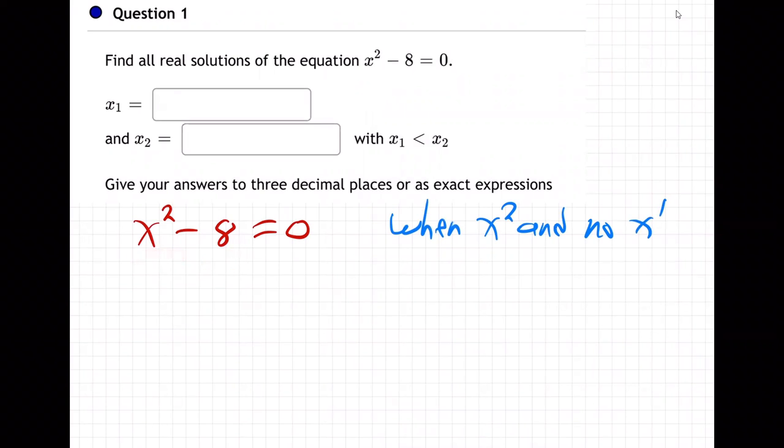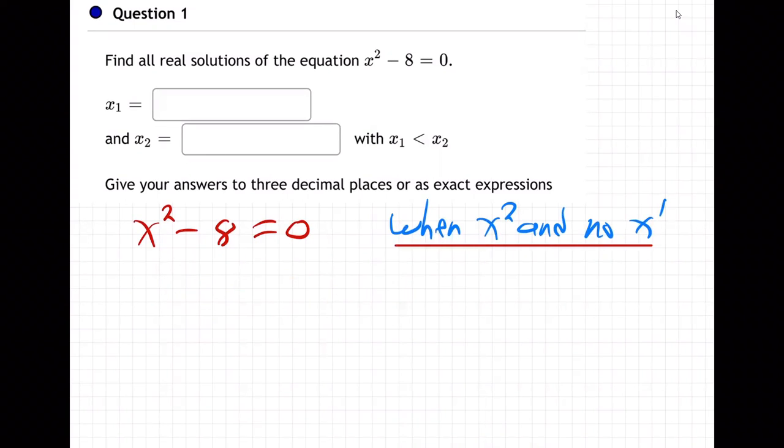In other words, we could have had something like x squared plus 3x minus 8, right? We could have had another term with a regular x. In that case, that's when you use the quadratic formula, right? And you could use the quadratic formula even here, but there's a way easier way. If you just have x squared and no x, which is what we have here, what do you do?